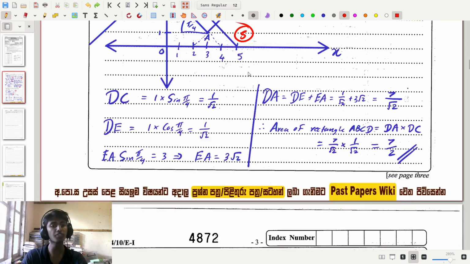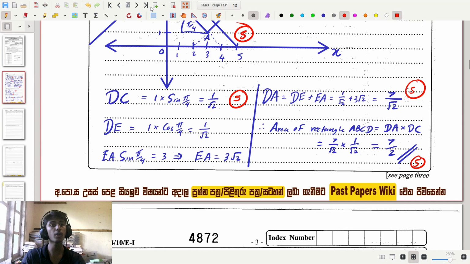Now after this, for your solving, when you find the length DC as being equal to 1 times sine pi by 4, which is equal to 1 over root 2, you get 5 marks for that. After this, when you find the other length, which is DA, by finding DE and EA separately and then adding together to get 7 over root 2, you get 5 marks. And then when you write your final answer by multiplying and getting 7 over 2, you get another 5 marks.